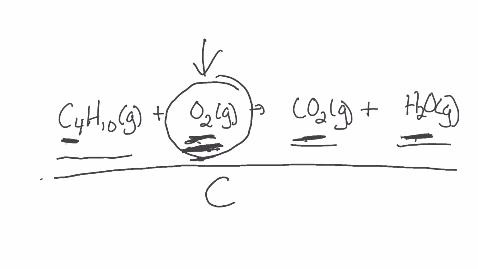So I have 4 carbons on the left and only 1 carbon on the right. So I'm going to put a 4 in front. I have 10 hydrogens on the left, 2 on the right. So I'm going to put a 5 in front of that. And now I have to go to the oxygens.